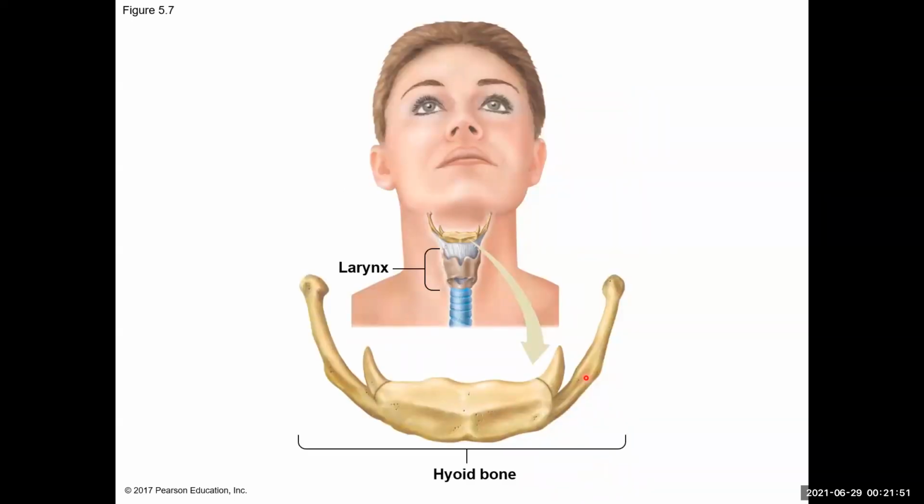Here you have the hyoid bone. Again, this is the only bone that doesn't articulate with another bone. It serves as the attachment point for the larynx, the pharynx, and the tongue muscles.